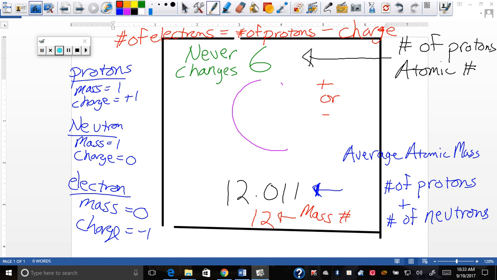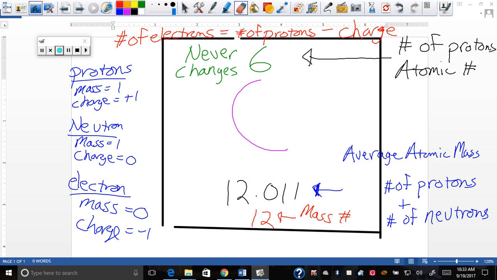Right now, carbon doesn't have a charge. So it would be just whatever the protons are minus 0. But if it has a charge, then you would subtract it from the number of protons to find the number of electrons. Now, let's review one more time before I close this out here.